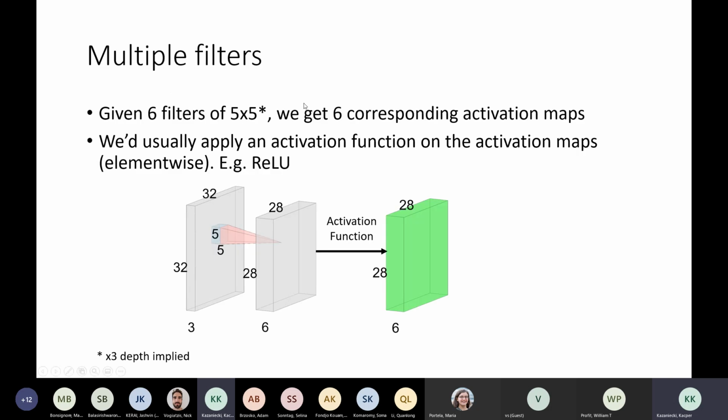So we have multiple filters, then the depth of the output will be the number of filters we use, because each filter makes a layer of this. After we have the outputs, we usually apply an activation function on them, like a ReLU function.